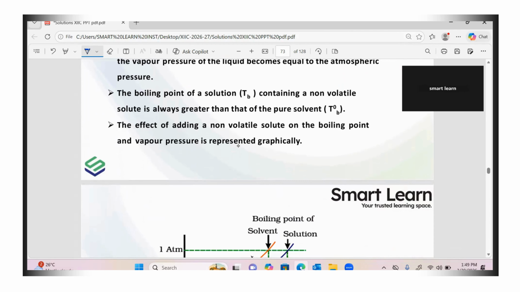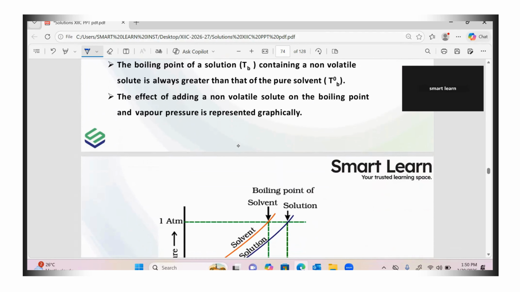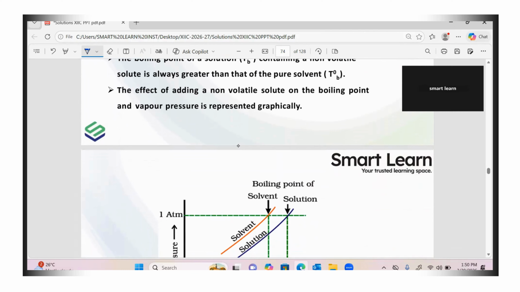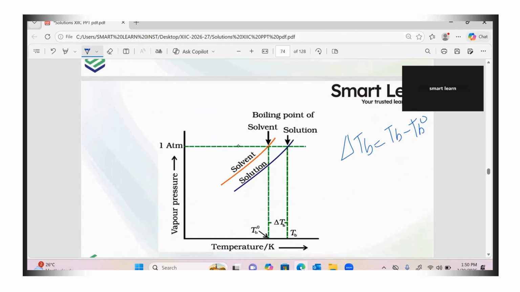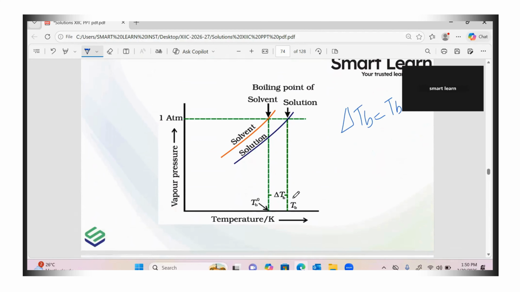So there is an increase in boiling point and it is called what? Elevation of boiling point, delta TB. We know that delta TB is equal to TB minus TB naught, where TB naught is for the pure solvent and TB is for the solution. So delta TB is equal to TB minus TB naught.